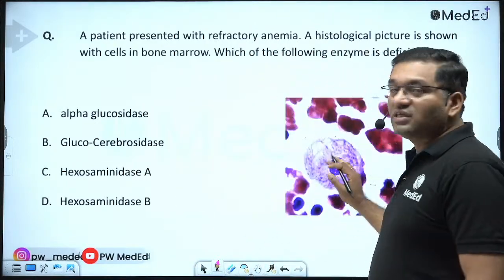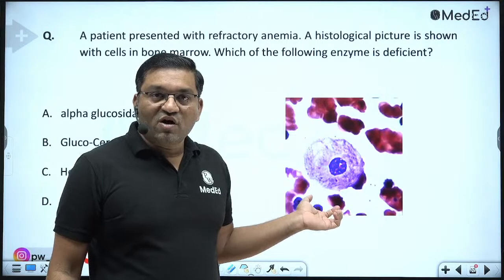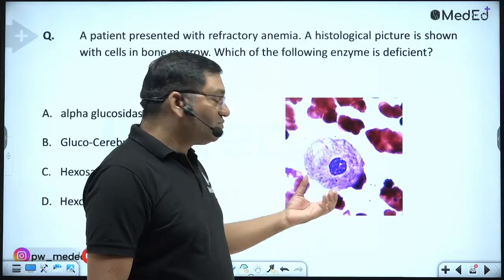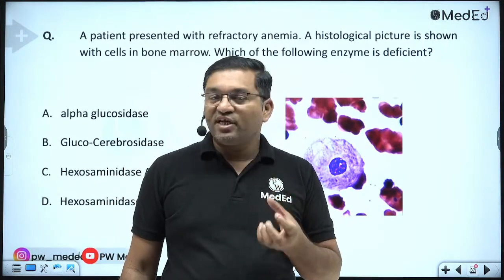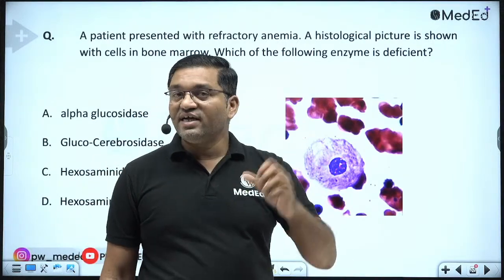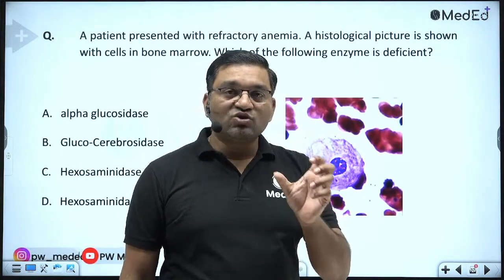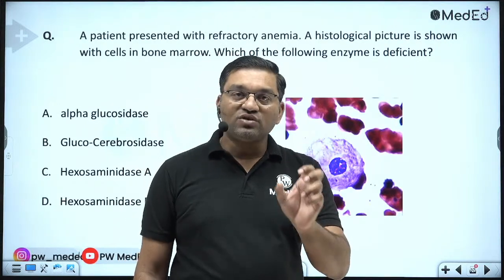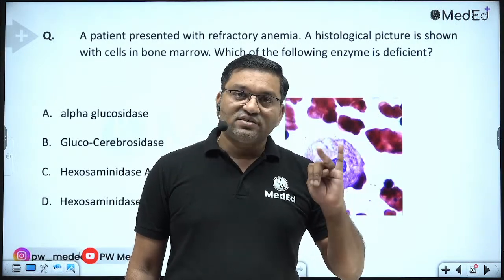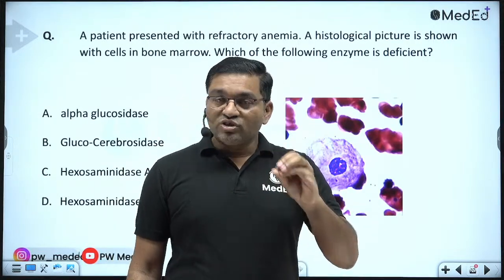The tissue paper appearance or wrinkled paper appearance of the cell: the Gaucher's cell, bone marrow appearance, typical tissue paper or wrinkled paper appearance because of accumulation of glucocerebrosides in Gaucher's disease. This is a frequently asked question, and this is a must read topic, that is lipid storage disorders, lysosomal storage disorders. Gaucher's disease, Niemann-Pick disease, then Tay-Sachs, Sandhoff's disease. These are very, very important for the entrance examination. Principally, the most important one is Gaucher's disease.